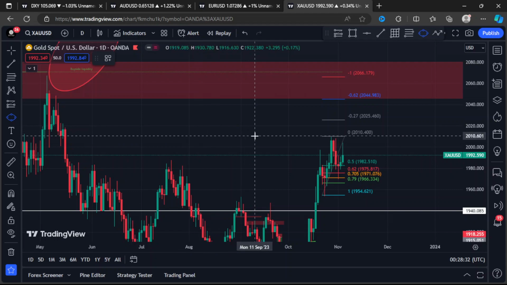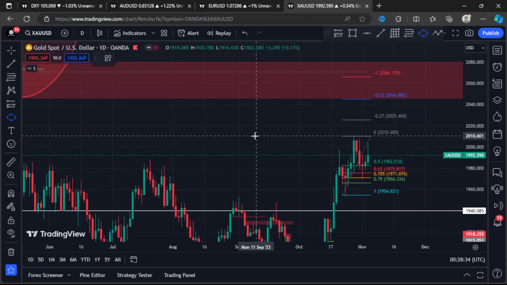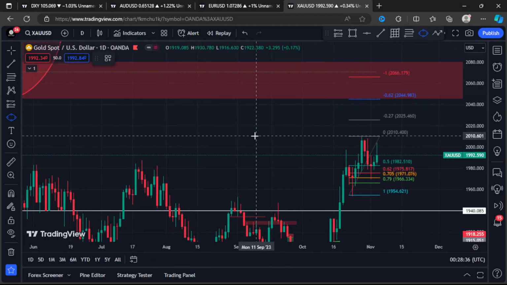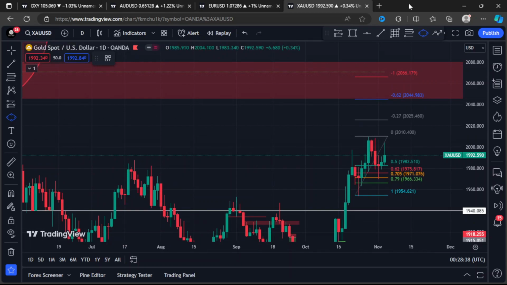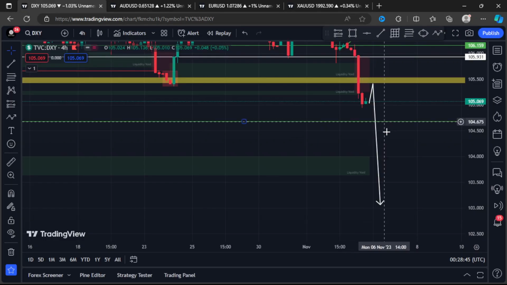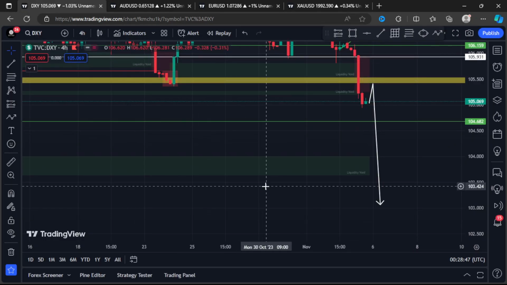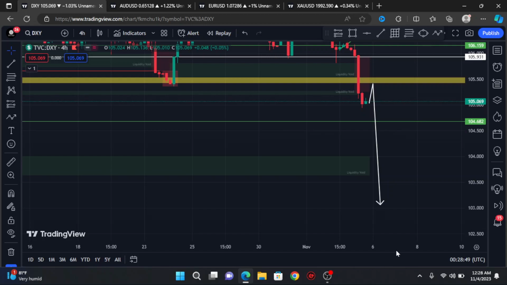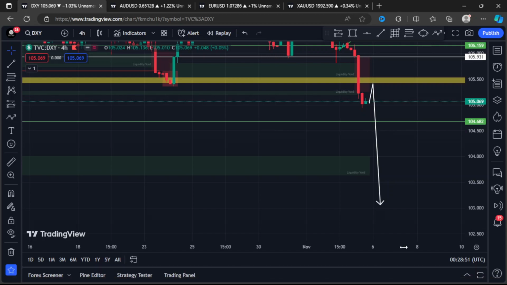So we will have a bullish weekly movement for gold, for EURUSD, for Aussie dollar, but then we have a bearish movement for DXY.